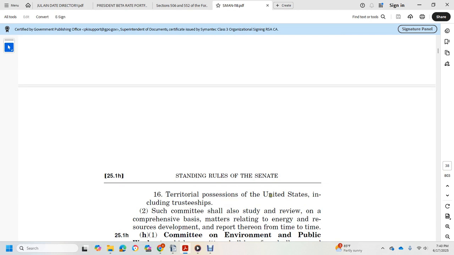16. Territorial possessions of the United States, including trusteeships. Such committee shall also study and review on a comprehensive basis matters relating to energy and resource development and report thereon from time to time.